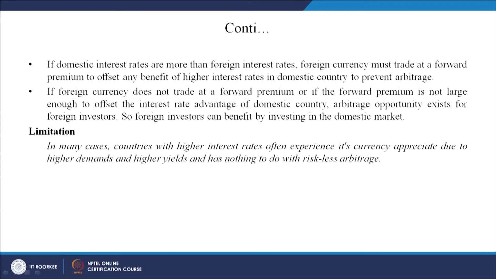If domestic interest rates are more than the foreign, that means in India it is more than in the US, foreign currency must trade at a forward premium to offset any benefit of higher interest rates in the domestic country and prevent arbitrage. If the forward premium is not large enough to offset the interest rate advantage of the domestic country, an arbitrage opportunity exists for foreign investors. The foreign investors can now benefit by investing in the domestic market.